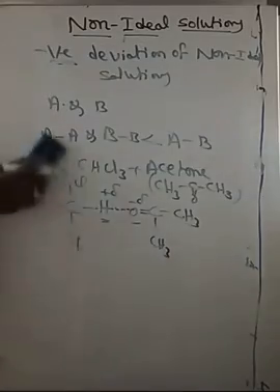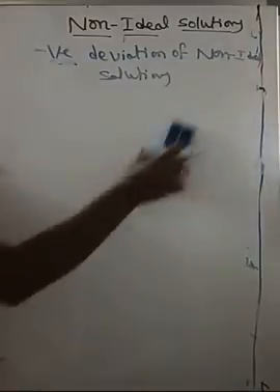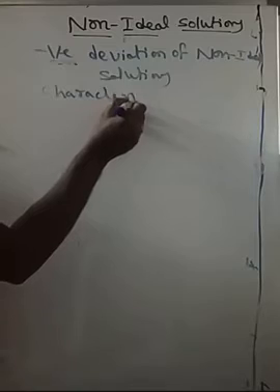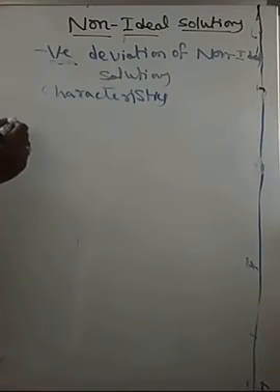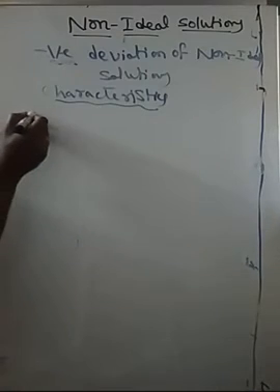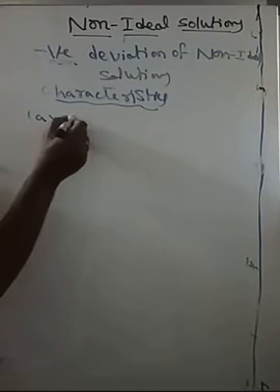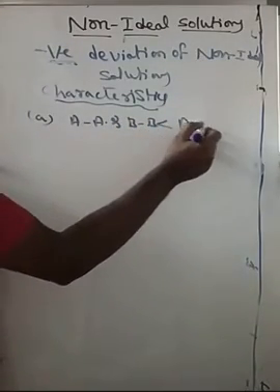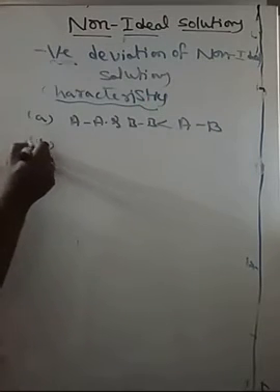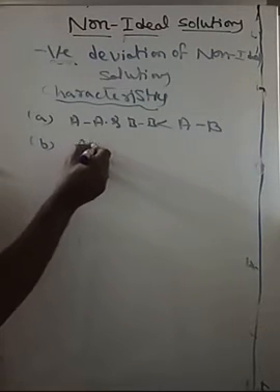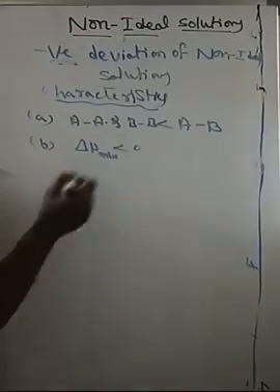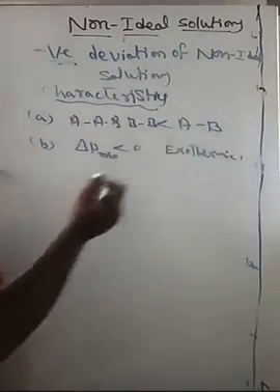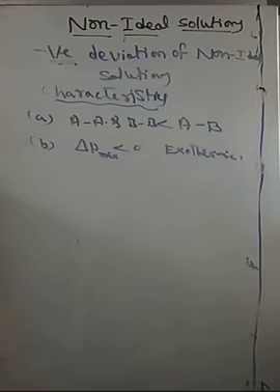So, what are the characteristics of the non-ideal solutions with negative deviation? First characteristic: the AA and BB interactions are less than the AB interactions. Second, the change in enthalpy of the mixture is less than 0, nothing but this process is an exothermic process. Therefore, it is preferable only at low temperature.